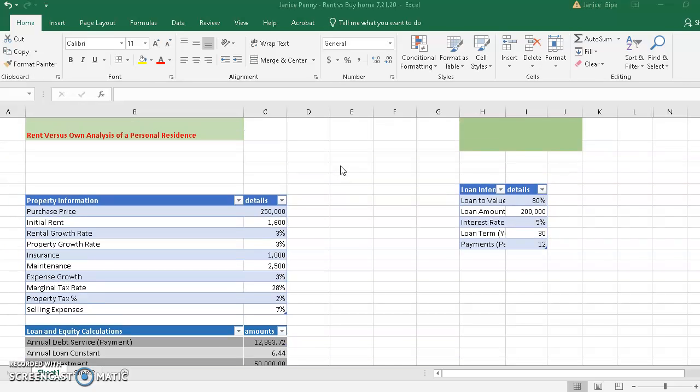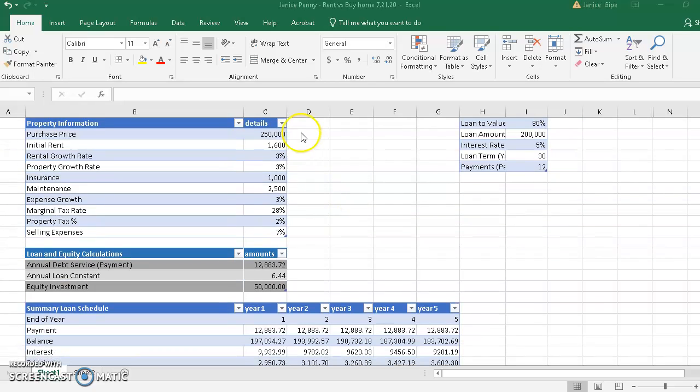This is the rent versus own analysis of a personal residence, and this is using, as you can see, the purchase price of the home as $250,000. The initial rent is $1,600 for the rental in question, with a 3% growth rate. The property is with a 3% growth rate as well per year.